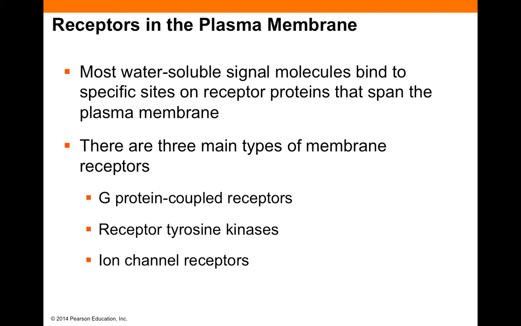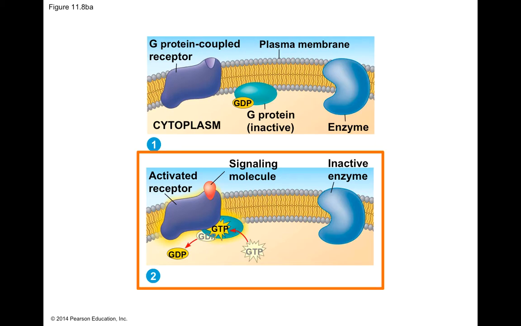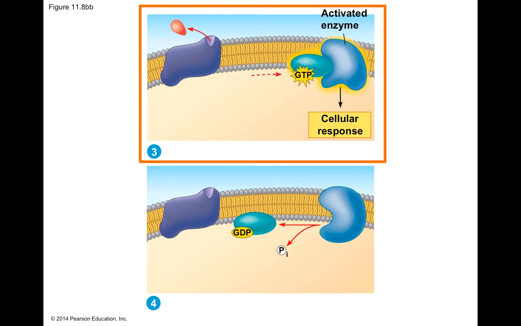Let's go through the three main types of membrane receptors. G-protein coupled receptors are the most abundant of these plasma membrane receptors. The receptor is a transmembrane receptor that works with the help of a peripheral protein called a G protein. When the ligand binds to the receptor, the inactive G protein slides over to the receptor and binds GTP to become active. The now active G protein slides over to an inactive enzyme and activates it, starting a chain of events, a signal transduction pathway, which we'll discuss in the next section, leading to some type of response.